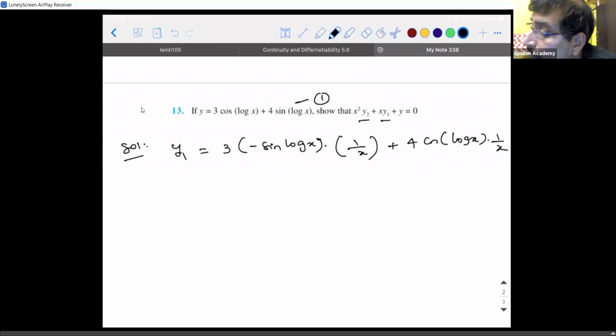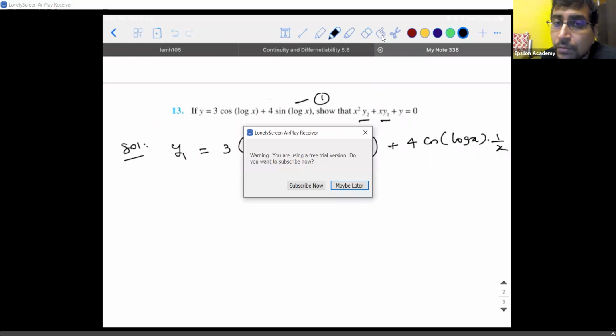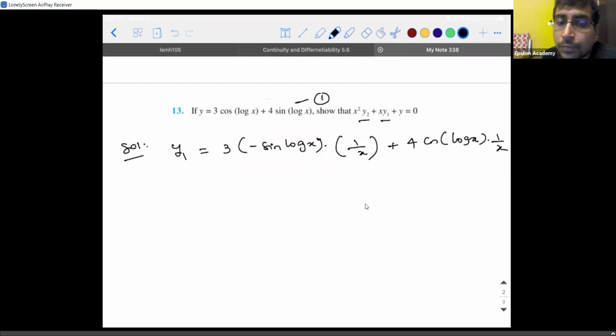Let me see if this can be simplified. No option, no? No option where we can simplify. So y1 is minus 3 sine log x plus 4 cos log x, the whole into 1 by x. Nothing more, so let's take this as 2. So what is y2, guys? I think it is going to be slightly lengthy because you have to apply the chain rule.